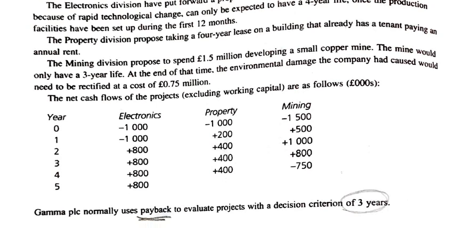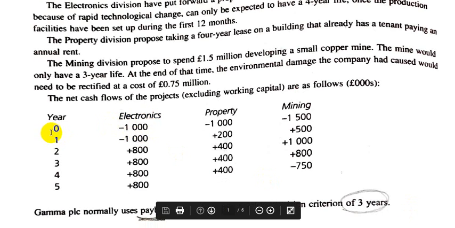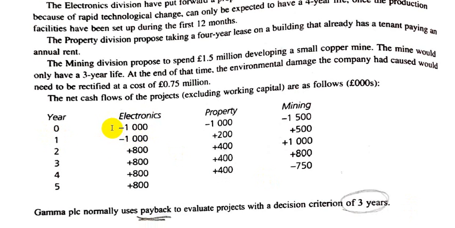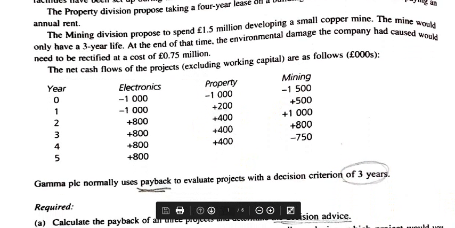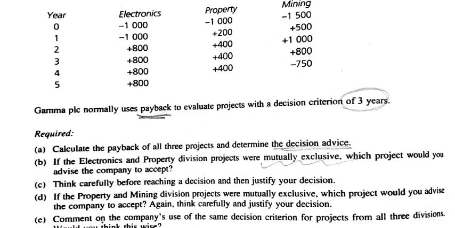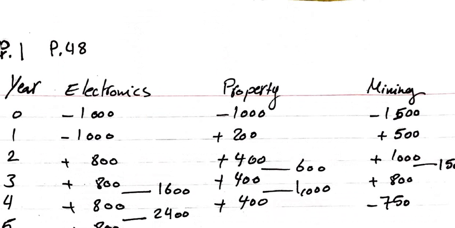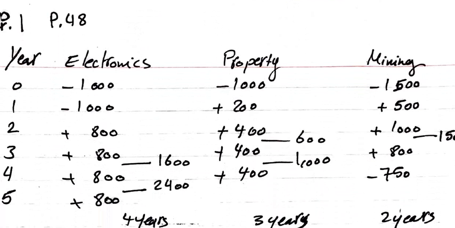As for the first project here, at year 0 and year 1 there are two cash outlays. For the property project, it has only one outlay at year 0, like you can see, and mining at only year 0. So the company has a criterion of 3-year payback period. So what shall we start with here? Calculating the payback period for each of the projects.